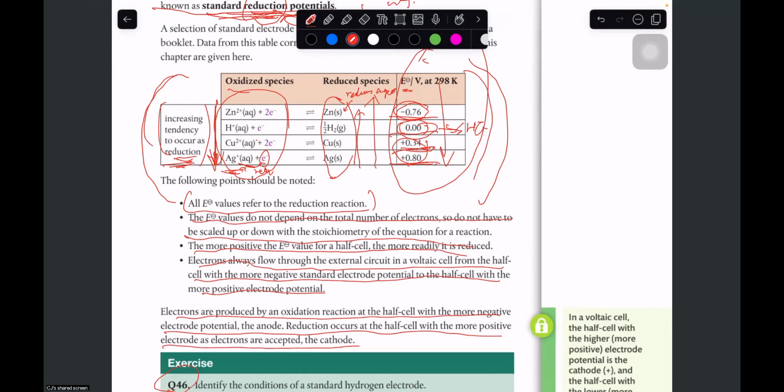For this table, we need to explain something. The first one, that all E values refer to the reduction reaction. So all these are reduction reactions, and this E means the reduction reaction values. Second, the E value does not depend on the total number of electrons, so it does not have to be scaled up or down with the stoichiometry of the equation for the reaction. What does this mean?